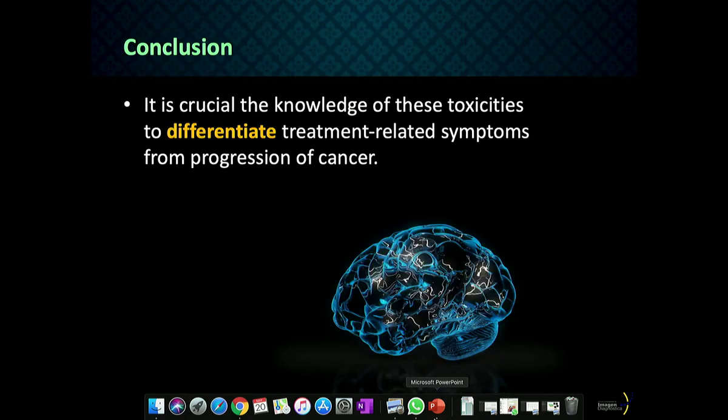So what we can conclude is that it is very important that we know the toxicities, so we can differentiate between treatment-related symptoms and progression of cancer. If we are not aware of the complications, it will be very difficult for us to differentiate this. And we have to remember that a patient with infiltration of leukemia or lymphoma has a prognosis very different from a complication of chemotherapy.